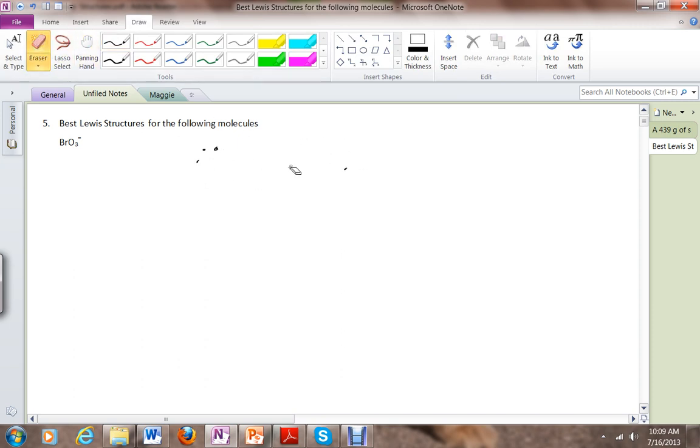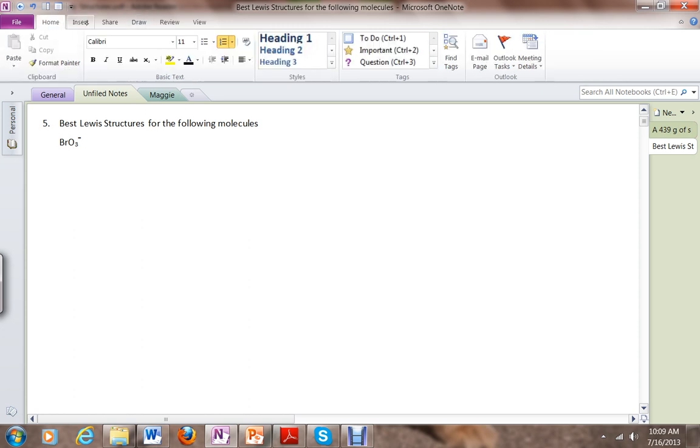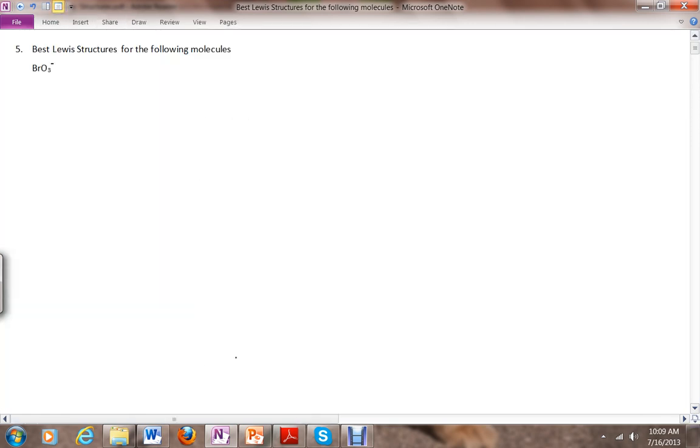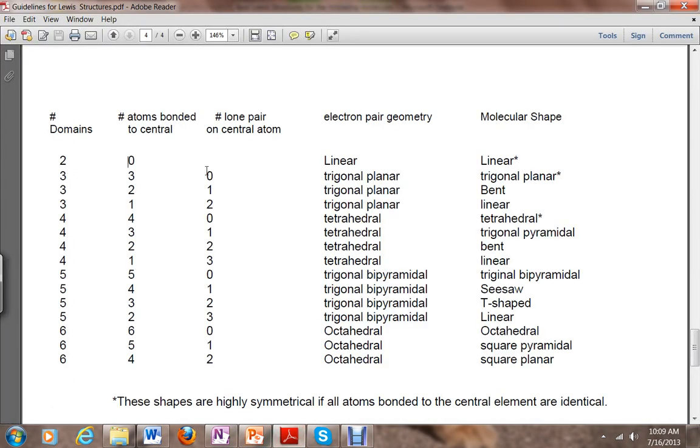We'll go back to the explanation on how to use that table. This is taking a little longer, but it's worth the time. So this is linear. Now if you have three domains around the central atom, remember the domains are everything around the central atom, and zero lone pairs, whenever you have zero lone pairs the electron pair geometry is identical to the molecular shape, also called molecular geometry. So zero lone pairs is trigonal planar.